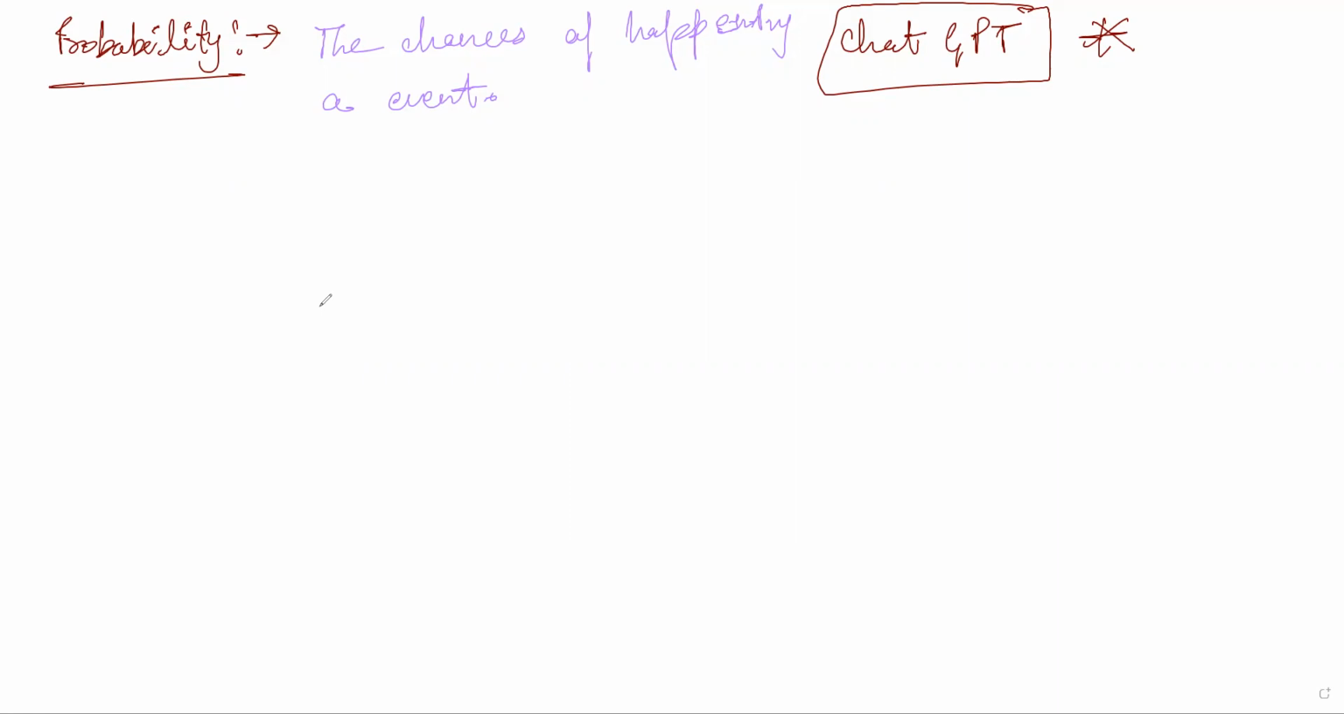Can I quantify this? Can I quantify the amount of confidence that the next toss is a head? Can I quantify that amount? With how much confidence can I say that the next toss will give me a head? That is basically probability. Probability is the numerical value of the chances of happening.